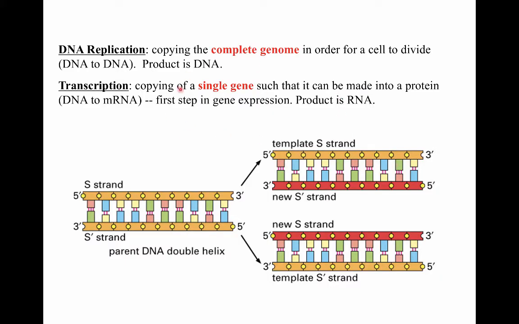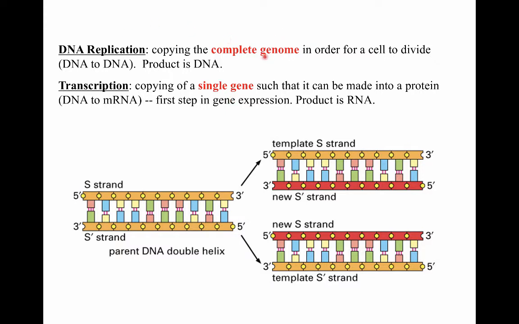So remember what we're talking about in this chapter. In the previous chapter, we were talking about transcription, right? And that's making a messenger RNA copy of a single gene. So it's a relatively short job, right? It's just copying one little segment of a chromosome.